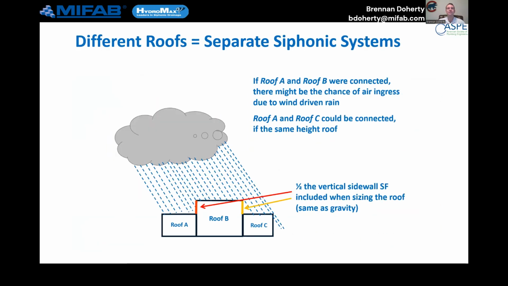Rule 2, if we have separate roof levels, we need to have separate siphonic systems. The reason being, if roof B and C were connected, we might get the chance of this roof filling up, and because of wind-driven rain, this roof not filling up at the same time, so air entering the system. Not the end of the world. You have a couple of design options. If this roof is just a small roof, you can drain it to the lower roof, if you're okay with it. You can get rid of the system completely, and you will account for that square footage. Or your second option, have 2 siphonic systems. We'll cover in the next few slides how we combine them.